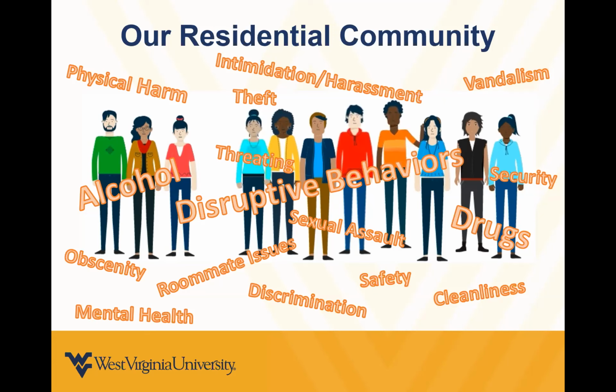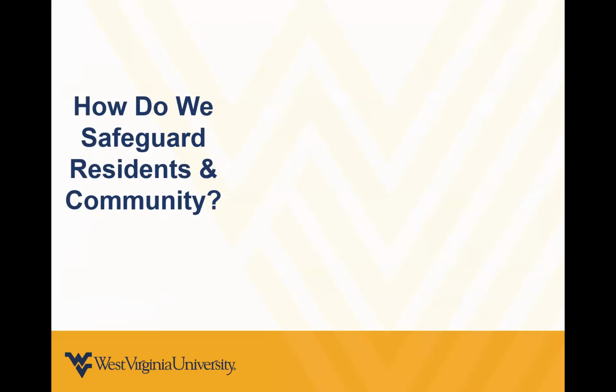There is one more that most people don't realize is a threat, but poor staff behavior can be a threat to our community, and we'll talk more about that in a minute. So now that we've identified potential threats, how do we protect and safeguard our residents and the community? And that will be what we will discuss going forward. So how do we safeguard our community and residents? Think about that for a minute.